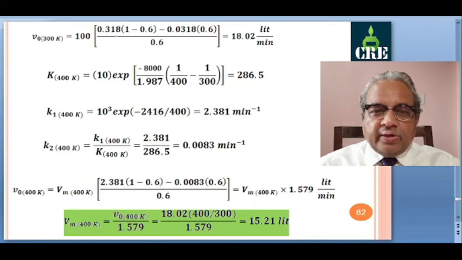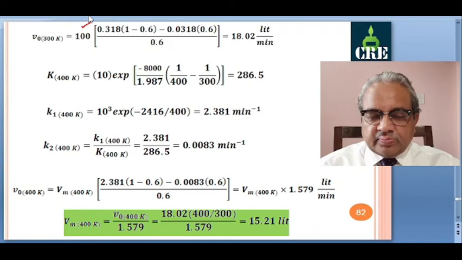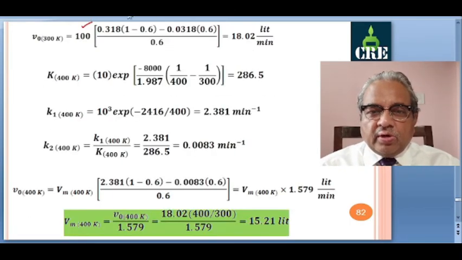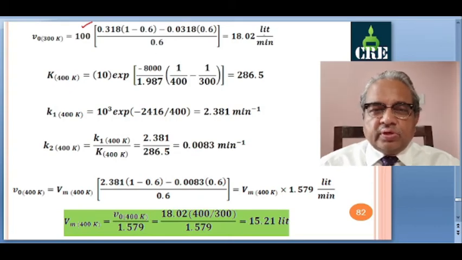Now we have this equation, V0 is equal to Vm into this complete bracket. So at 300 we know the volume of the reactor, Vm. K1 we have calculated, and 60% conversion. So all the values are substituted. V0 at 300 is found out as 18.02 liters per minute.